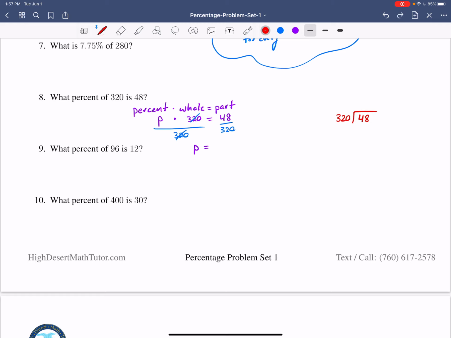So now, how many times does 320 go into 4? And the answer is 0 times. How many times does 320 go into 48? Again, the answer is 0 times. So now we have to add a decimal and bring it up.